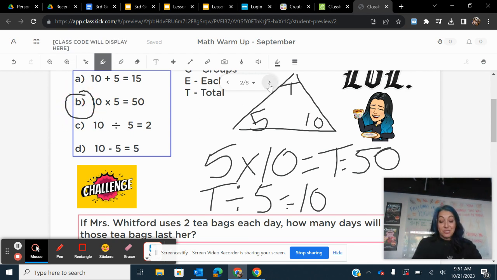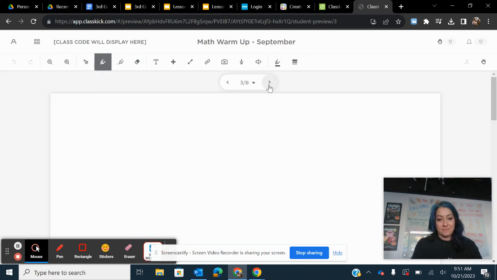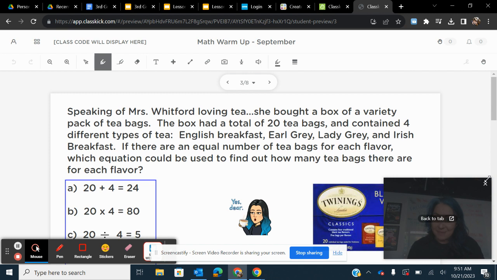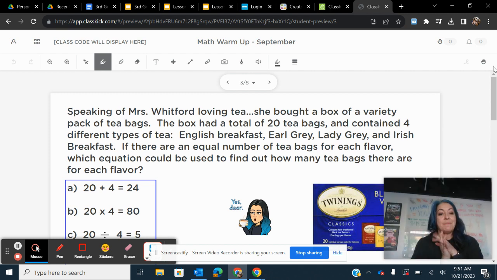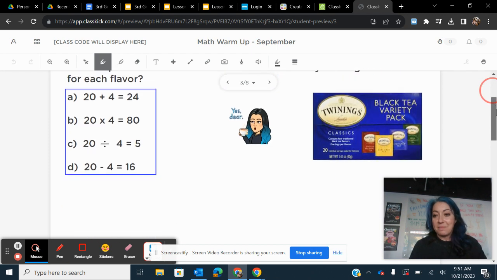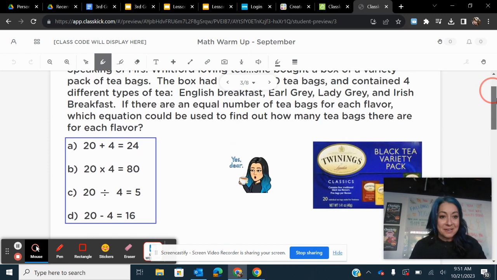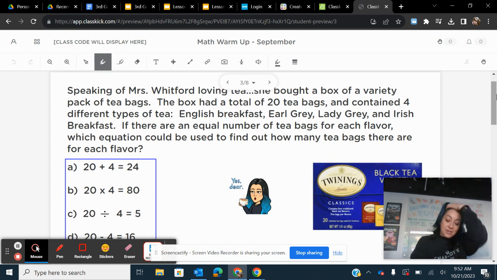We're going to go to one more so you can see a different version of this. Speaking of tea, speaking of Mrs. Whitford loving tea, she bought a variety pack of tea bags. The box had a total of 20 tea bags and contained 4 different types of tea: English breakfast, Earl Grey, Lady Grey, and Irish breakfast. And for real, this is the box of tea that I bought, because I love tea and I love a variety. If there's an equal number of tea bags for each flavor, which equation could be used to find out how many tea bags there are for each flavor?